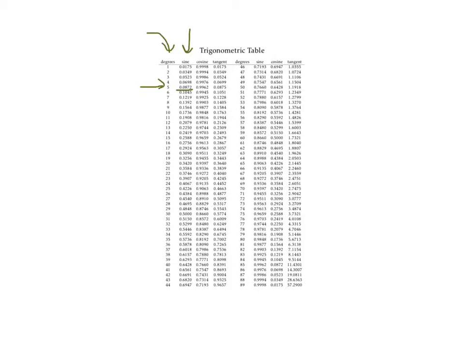So when you divide the length of the opposite side of any right triangle that has a 5-degree angle in it by the length of its hypotenuse, you get the value 0.0872 if it's a right triangle.